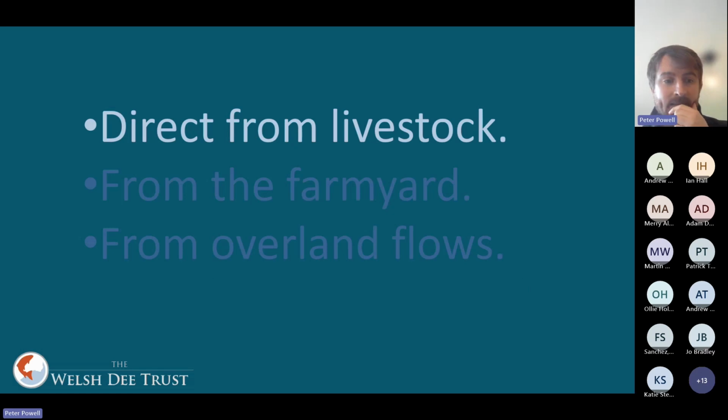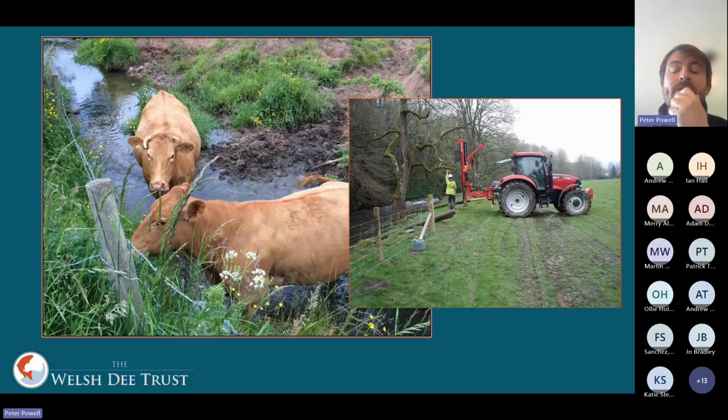The first one is direct from livestock. It's pretty straightforward. If you have livestock out in the field, so this is cattle, sheep to a lesser extent, potentially chickens if they're out in the field, I guess. If they are standing in a watercourse all day and doing their business, that is a pretty direct pathway for phosphorus or manure slurry getting straight into the watercourse.